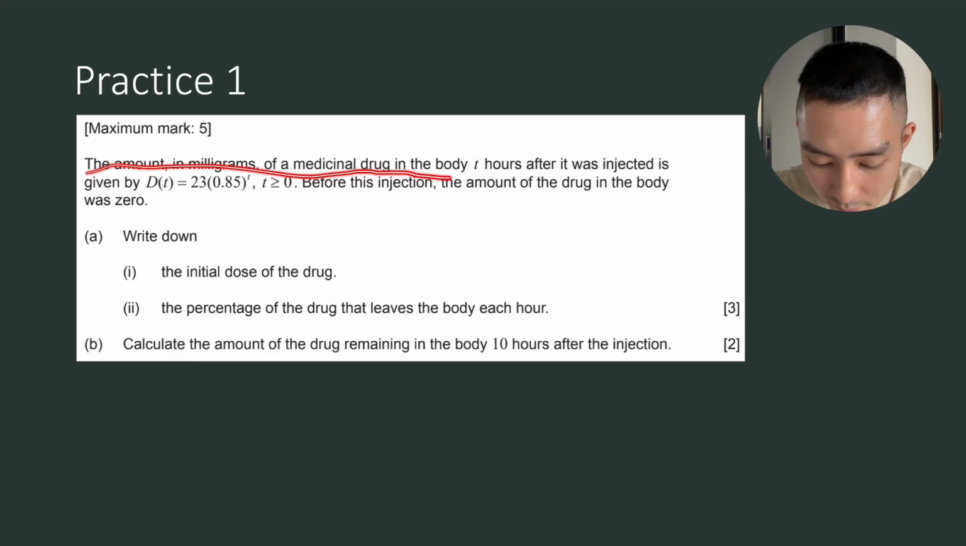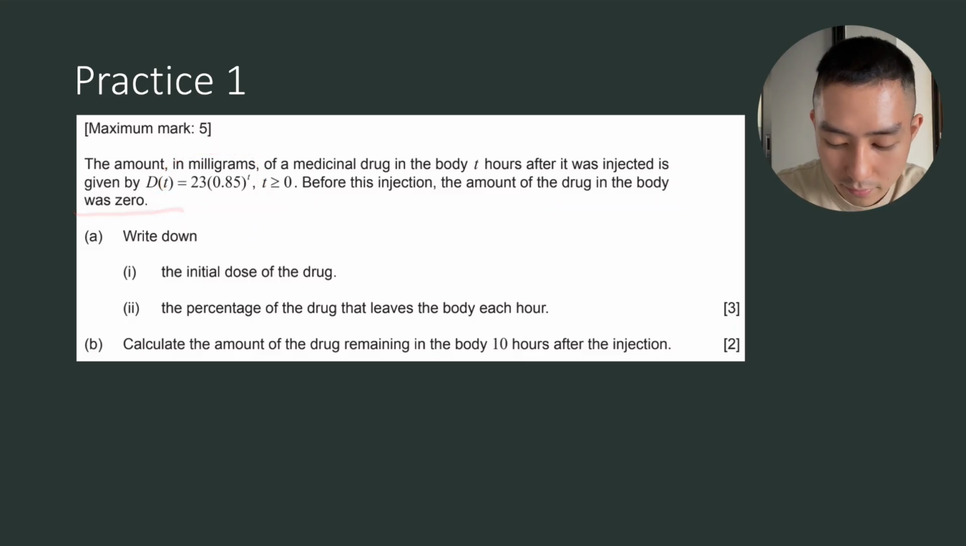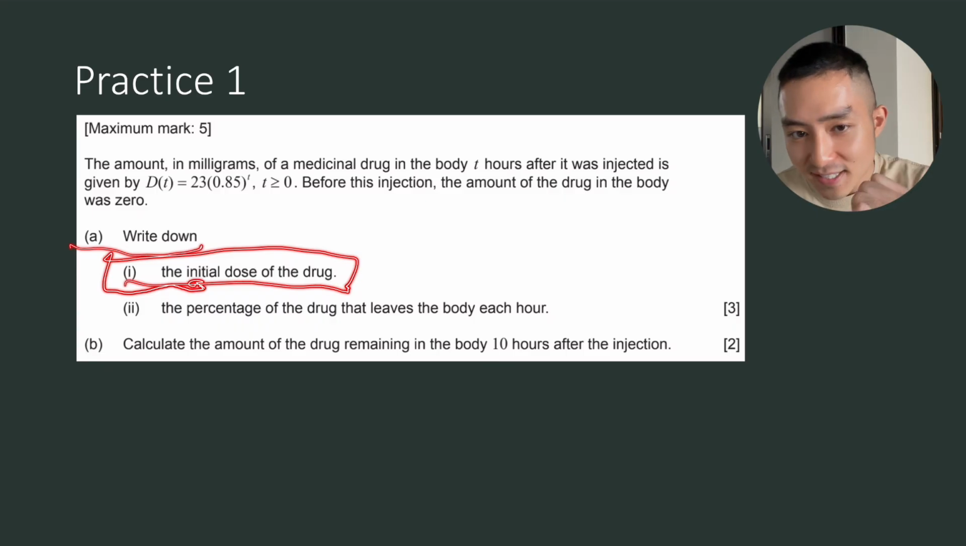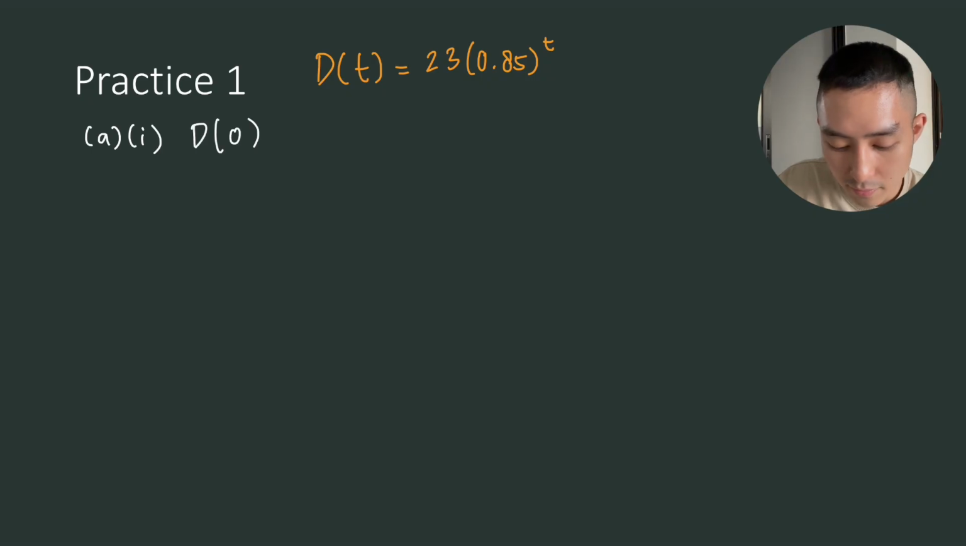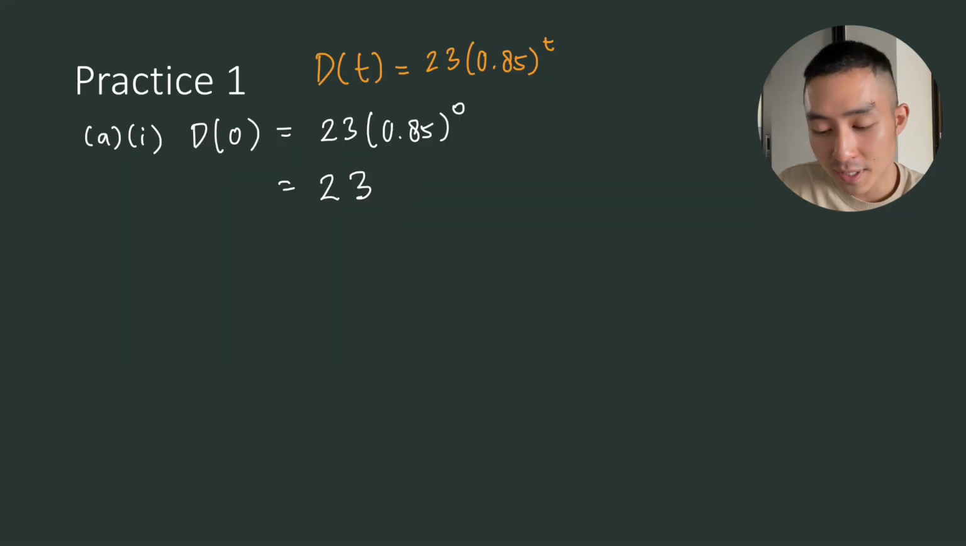The amount in milligrams of medical drug in time t hours injected is D(t) equals to this. Before this injection, the amount of the drug in body is 0. So write down the initial dose of the drug. Well, we know that initial dose of the drug means that when it is firstly injected, time equals to 0. So you can just write D(0), and then you want to solve 23 multiplied by 0.85 power 0. This equals to 1, so the initial dose is 23. And the unit of measurement is milligram.